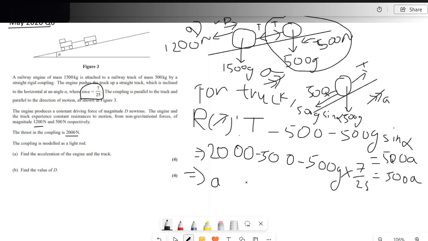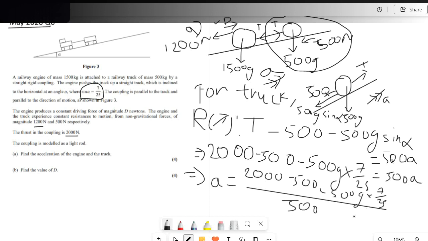So making a the subject, we get 2000 minus 500g multiplied with 7 by 25, divided by 500, which equals 0.256 meters per second squared, or can be written to two significant figures as 0.26.